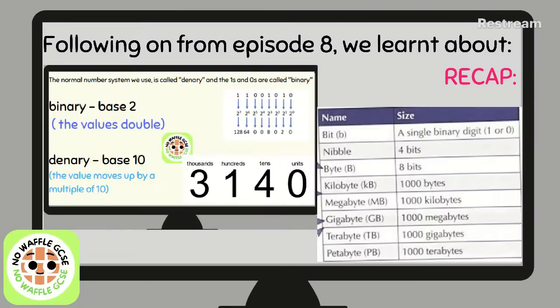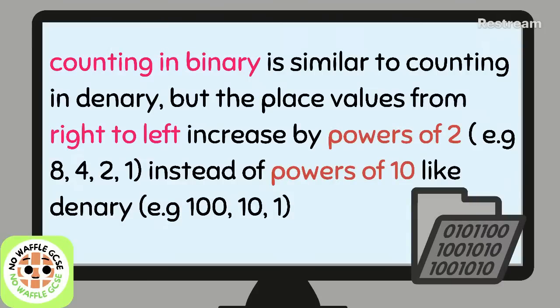We're now on to binary numbers. So that's what we already learnt. Counting in binary is very similar to counting in denary, but the place values from right to left increase by powers of 2 instead of powers of 10 like denary.